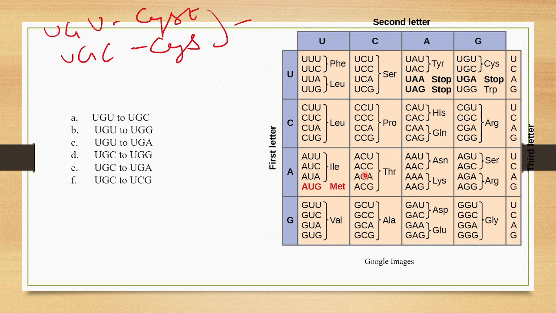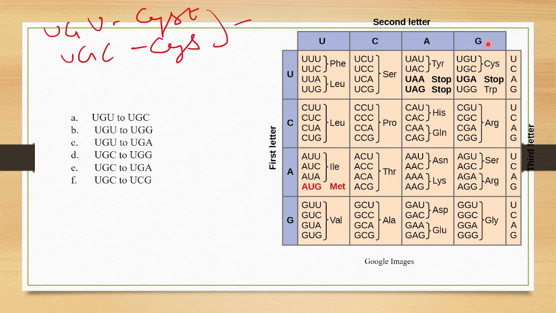Likewise, let us try to read this. AAU, AAC, AAA, AAG. This block means the second letter has to be U. This block means the second letter has to be C. This block means the second letter has to be A. So in this whole block your second letter is U, in this whole block your second letter is C, in this whole block your second letter is A, and in this whole block your second letter is G.